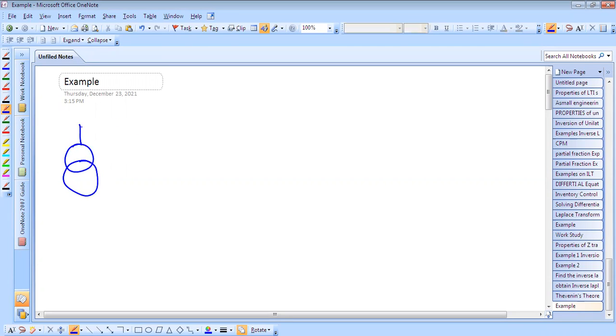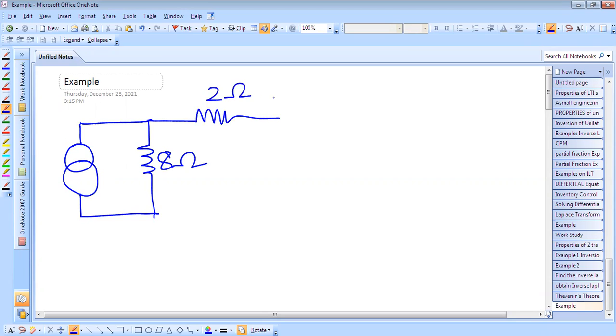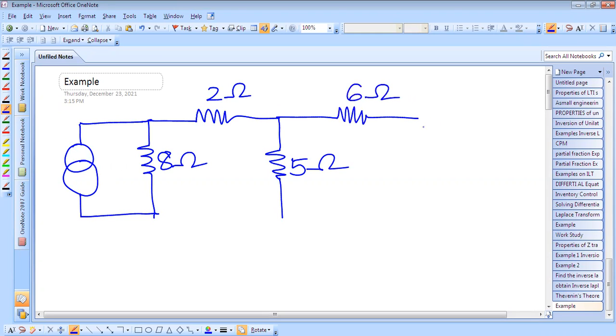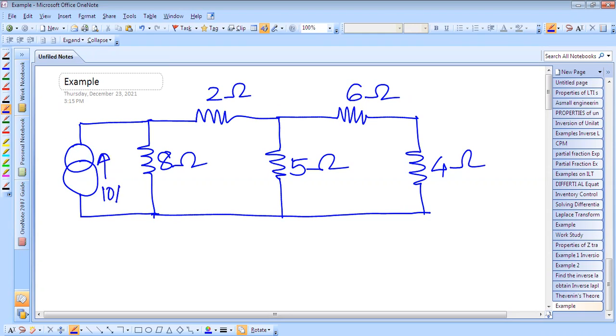Current source is given. This is 8 ohm. This is 2 ohm. This is 5 ohm. 6 ohm. 4 ohm. This current source is given, and this is the 10 ampere.